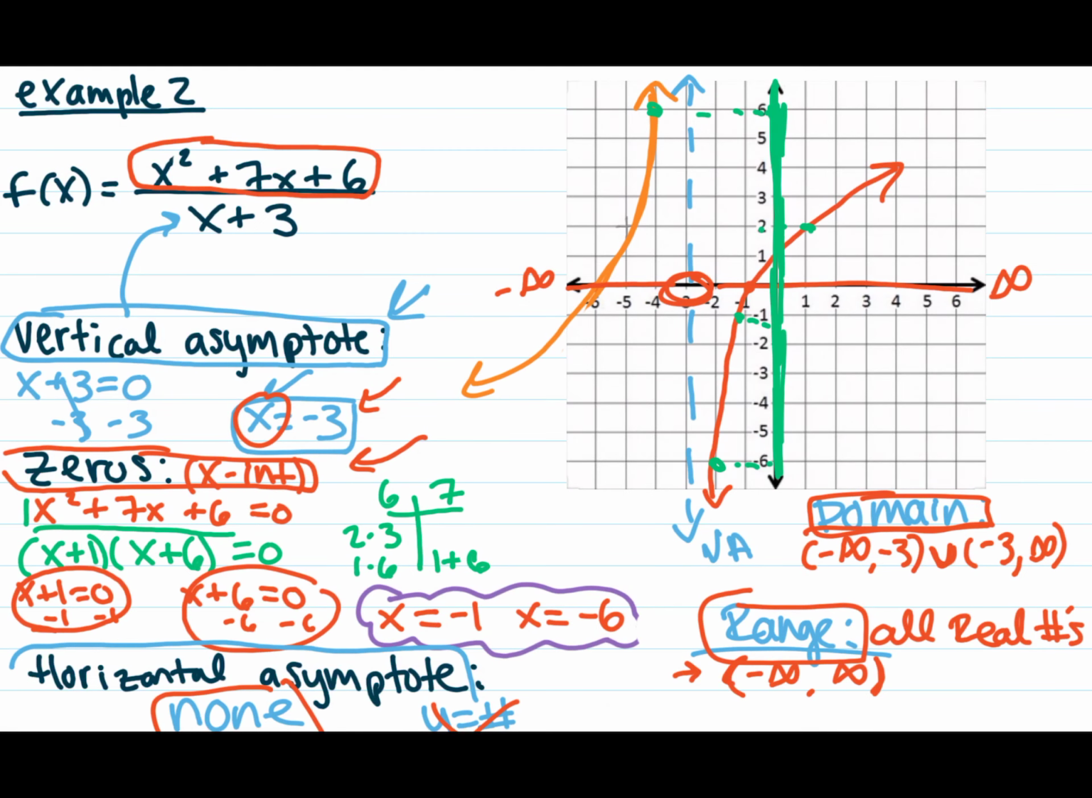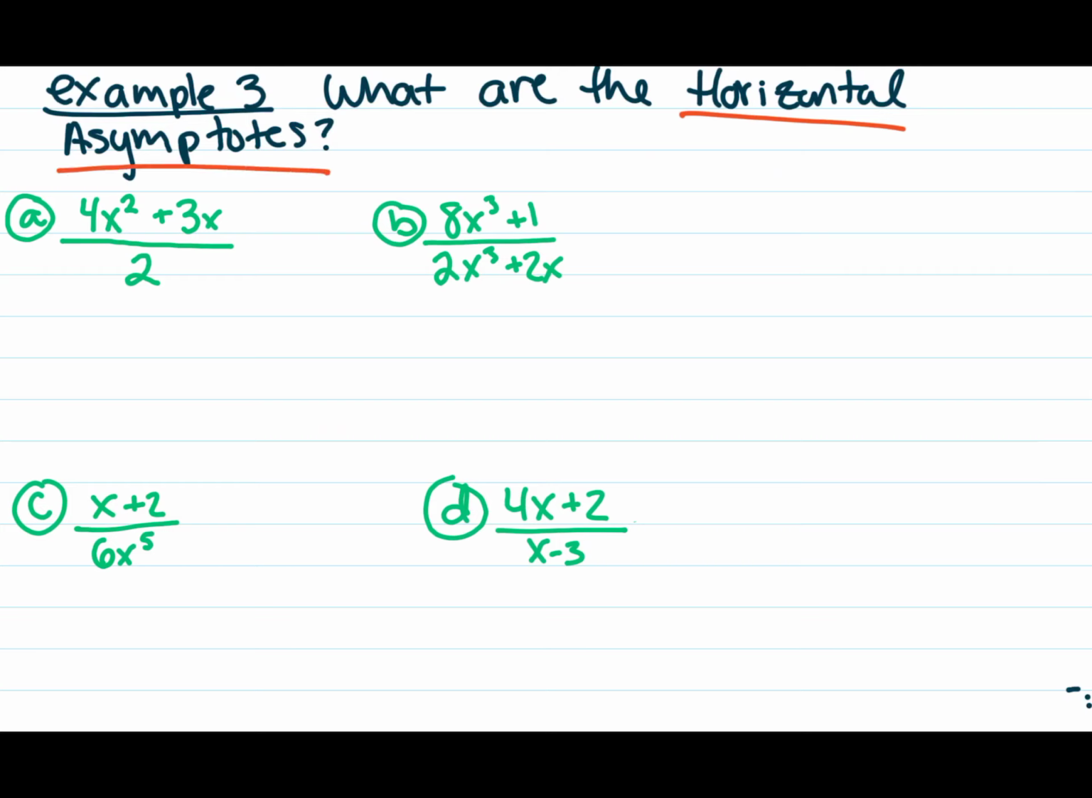So we're only going to spend time on example 3 focusing on this, the new piece of information. The last 2 examples I spent time doing vertical asymptotes and zeros and all that stuff, but I want to just take a moment and focus on this new piece of information. So, what are the horizontal asymptotes? Well, from the last slide, I just explained that we need to look at the degrees. So what is the degree?